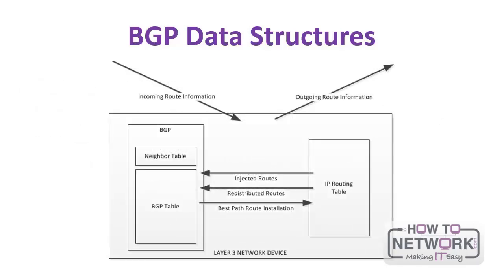And the key here is to understand that BGP has a BGP table which contains all prefixes, and only the best path is inserted into the IP routing table. And then there's the neighbor table, which has the status of all BGP neighbors.